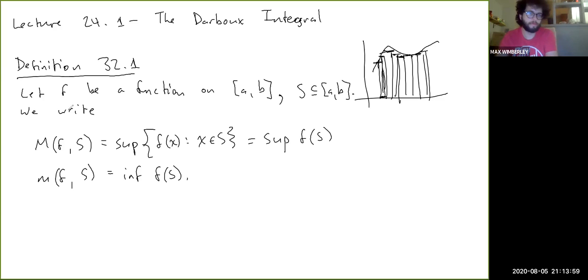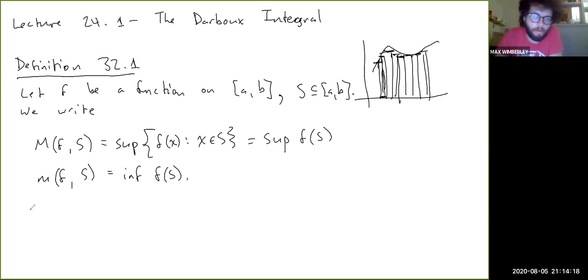So that's the notation for the highest and lowest values, quote unquote, on a given set. And of course we're going to be applying this to smaller intervals.